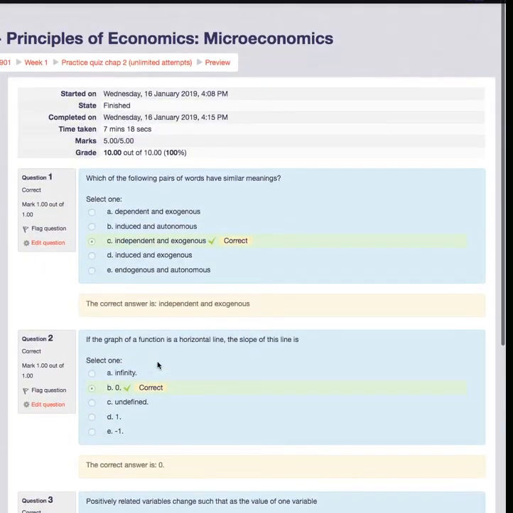So you might not have the questions in the same order, but overall, you should have gone through the same process to answering this practice quiz 2.